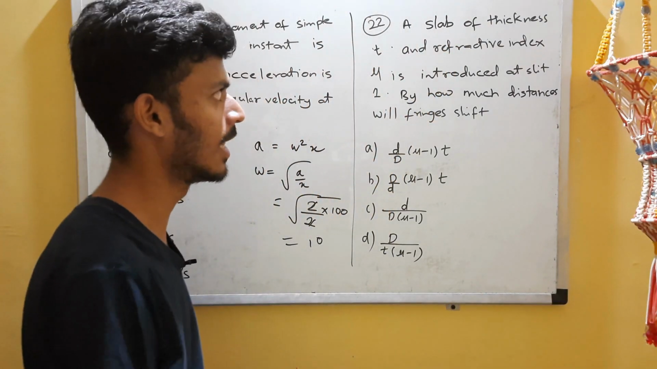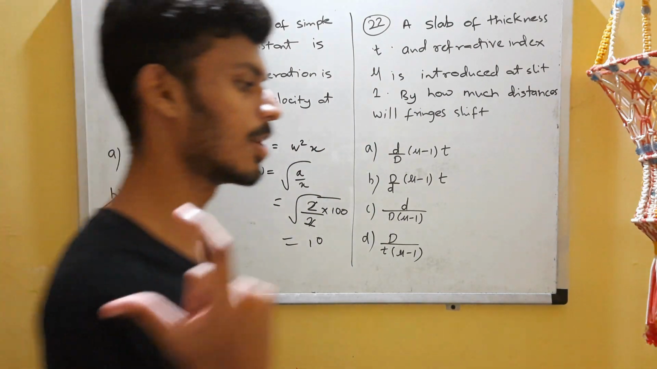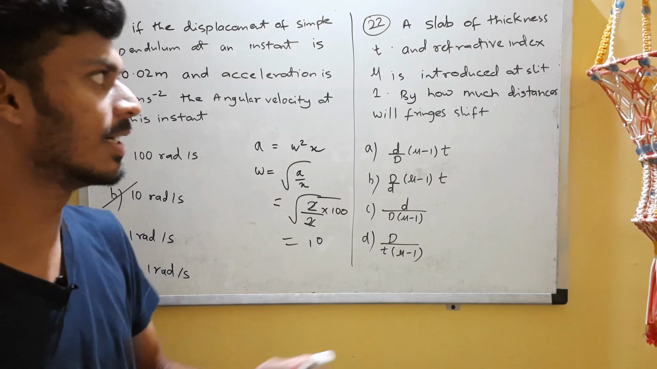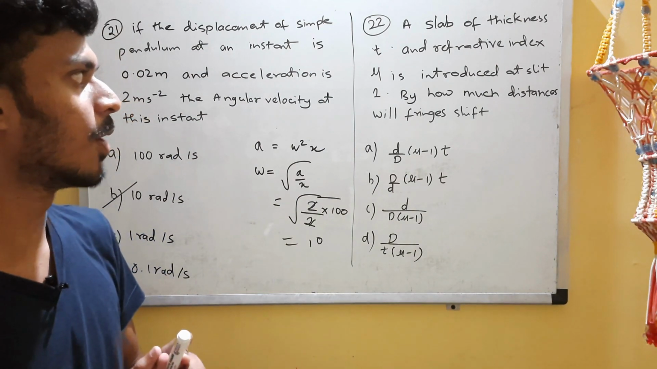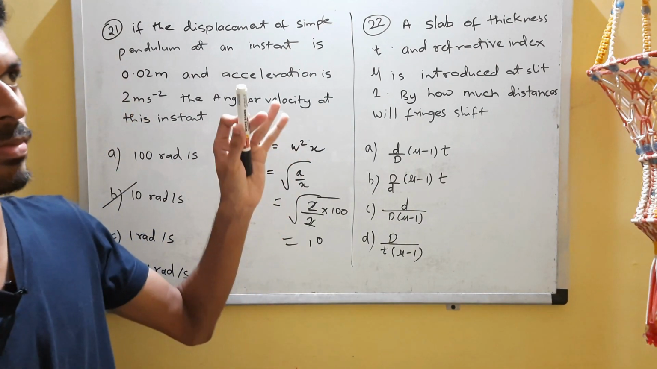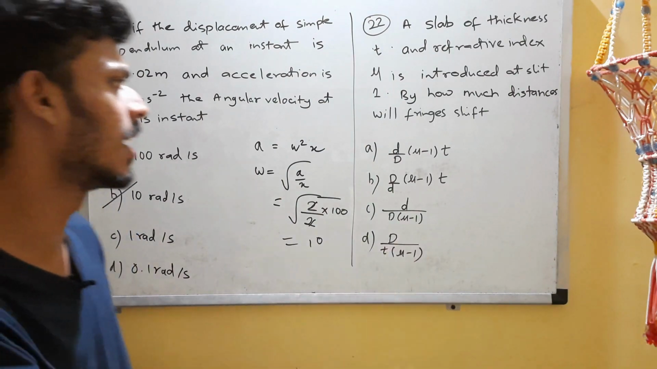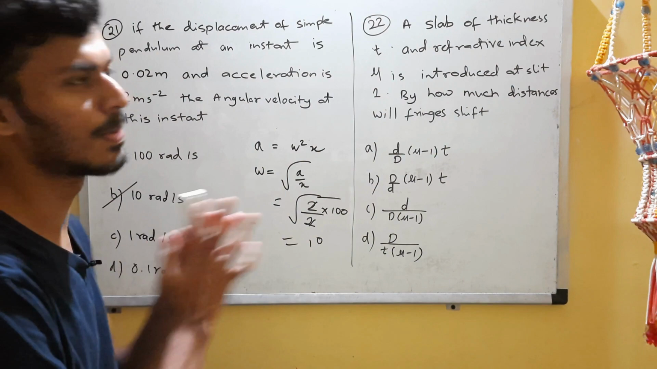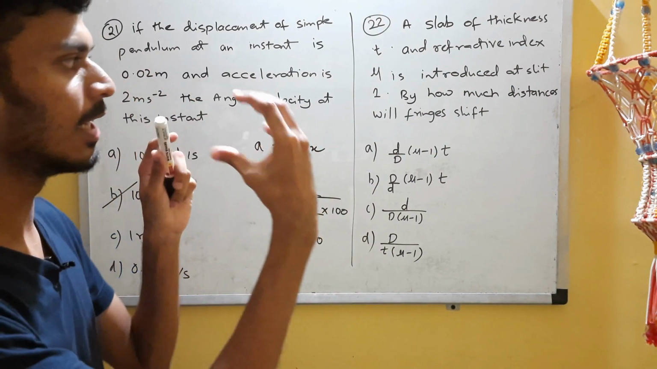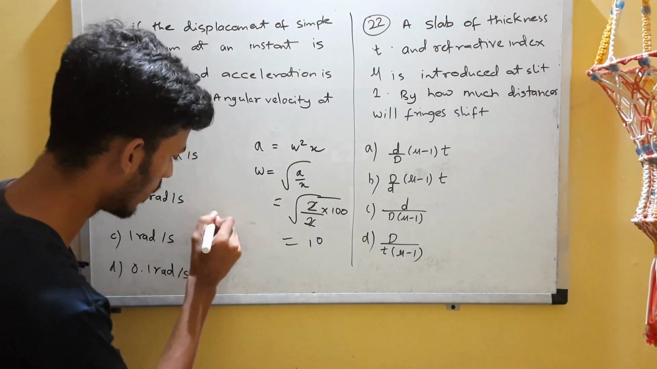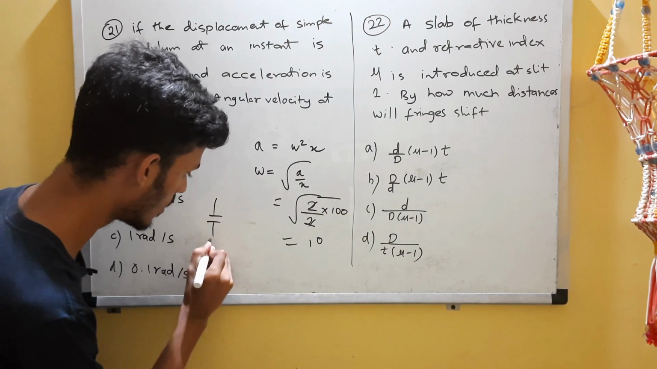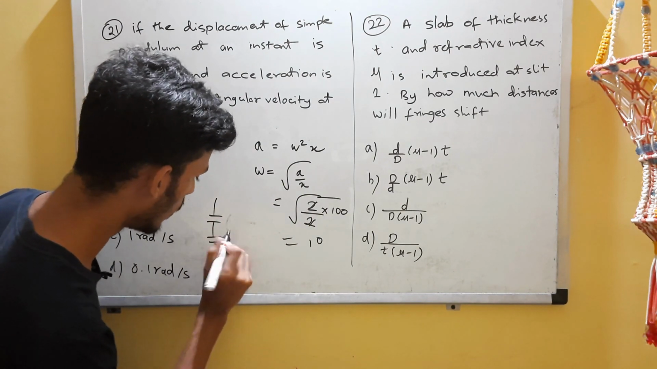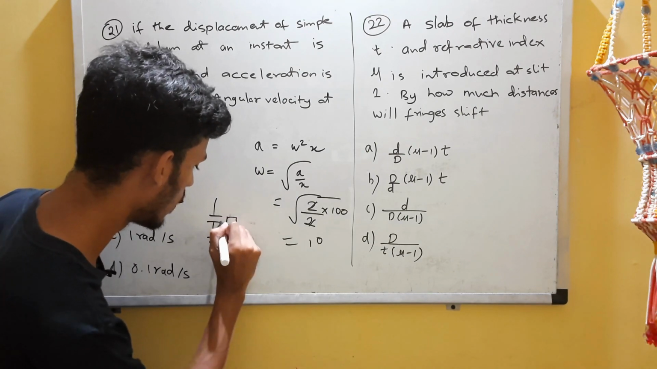It's based on an advanced concept wherein you introduce a slab at one of the slits. You are supposed to tell what will be the shift in the fringes. Some of you might directly know the answer by heart, but it's actually very simple to do. Basically, when you introduce a slab at one of the slits, a path difference is created.